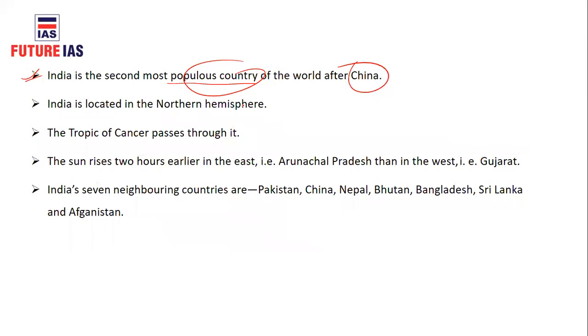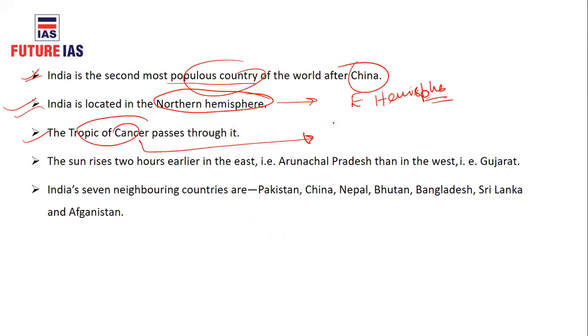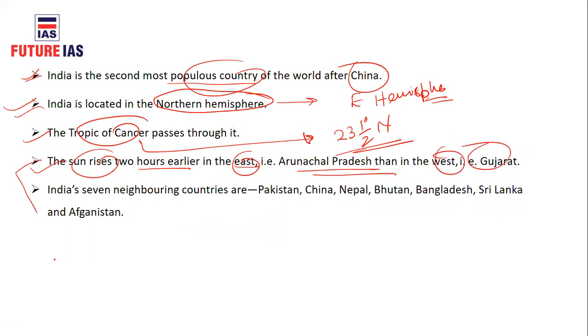India is located in the northern hemisphere, as I told you. It is also located in the eastern hemisphere. The Tropic of Cancer, a latitude of 23.5 degrees north, passes through the country almost in the middle of the Indian landmass. And the sun rises 2 hours earlier in the east, that is Arunachal Pradesh, than in the west, that is Gujarat. So why this 2 hours earlier?